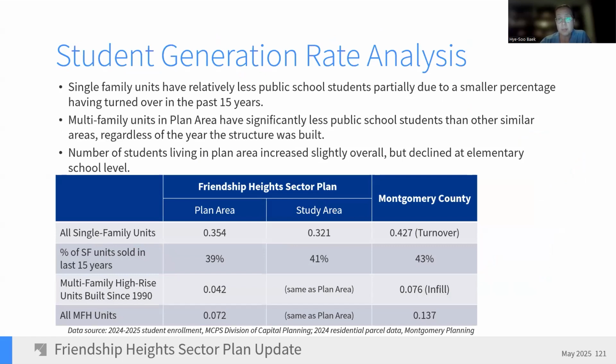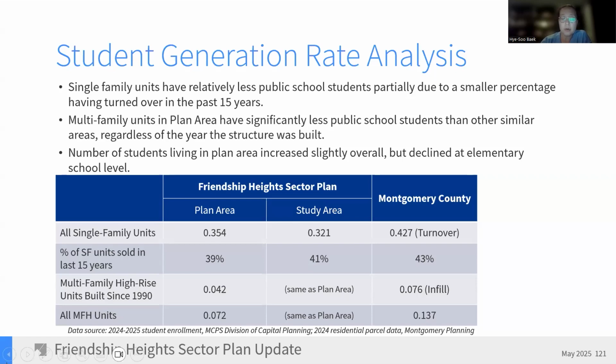The last piece of data that we've looked at for existing conditions is the student generation rates, which comes from comparing the number of students living in the area to the number and type of housing units in the area. As the table below shows, single-family units have less public school students relatively than the rest of the county, which is partially due to the percent of homes sold in the last 15 years being smaller than the rest of the county. Multifamily units have significantly less students, which is probably a reflection of the demographics of the area, which was briefed on earlier.